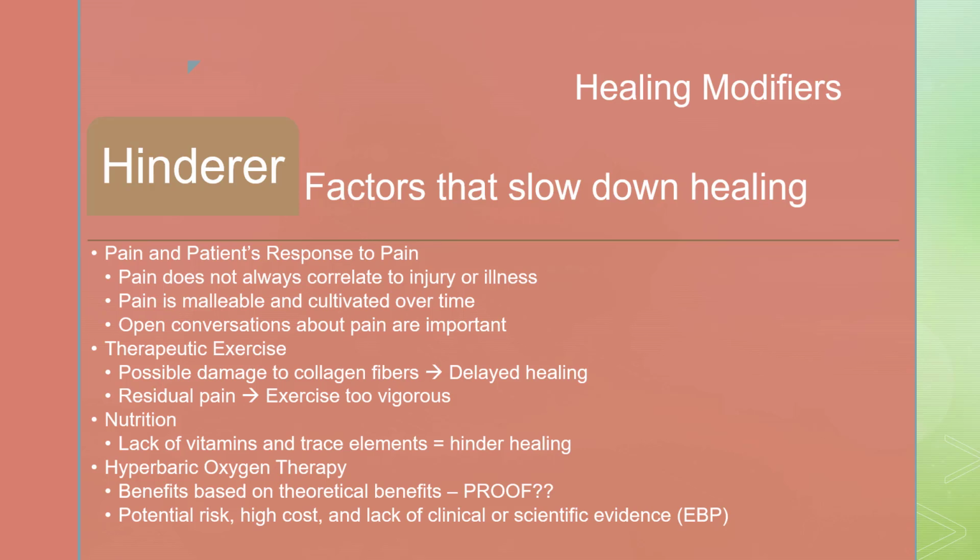Therapeutic exercise. It's possible to damage collagen fibers, which may result in a delayed healing. Residual pain. If we exercise too vigorously, we can actually damage these healing tissues. The nutrition. The lack of vitamins and trace elements can hinder healing, particularly if our patients are not eating a well balanced diet or if they're restricting some of their food intake. Hyperbaric oxygen therapy. The benefits are based on theoretical benefits. What is the proof? What are the potential risks? These chambers are extremely high cost, and there's lack of clinical or scientific evidence or evidence based practice.